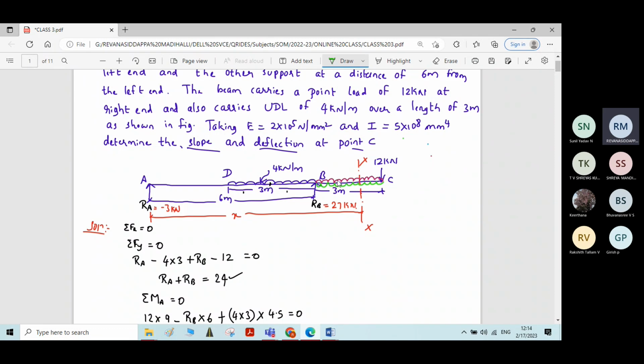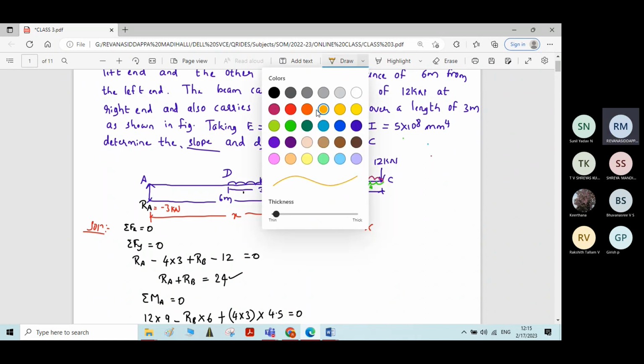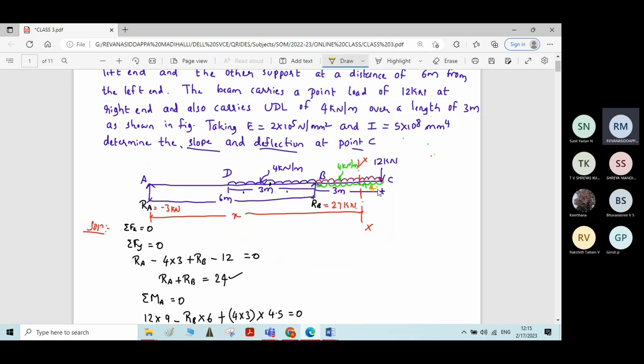So we are applying the same UDL of the same magnitude, 4 kilonewton per meter, from top as well as from bottom, equal and opposite. It is maintaining its equilibrium, no problem. We are applying equal UDL of the same magnitude, 4 kilonewton per meter, through the full span. Here also you write 4 kilonewton per meter. Understanding? Remember this much: whenever UDL is given, you need to extend the UDL up to the last point.